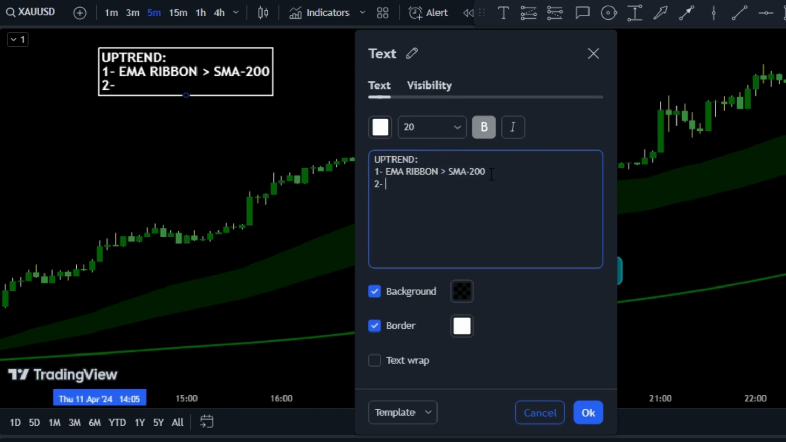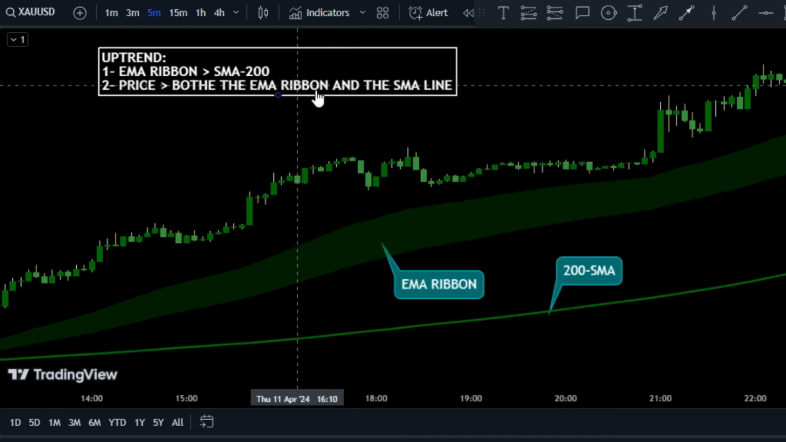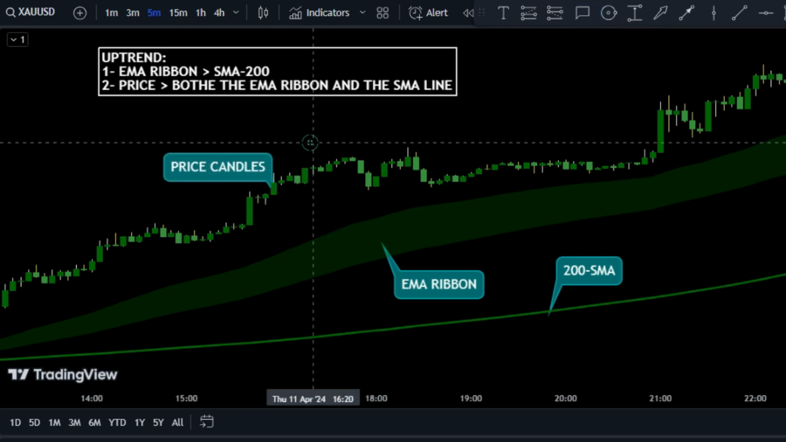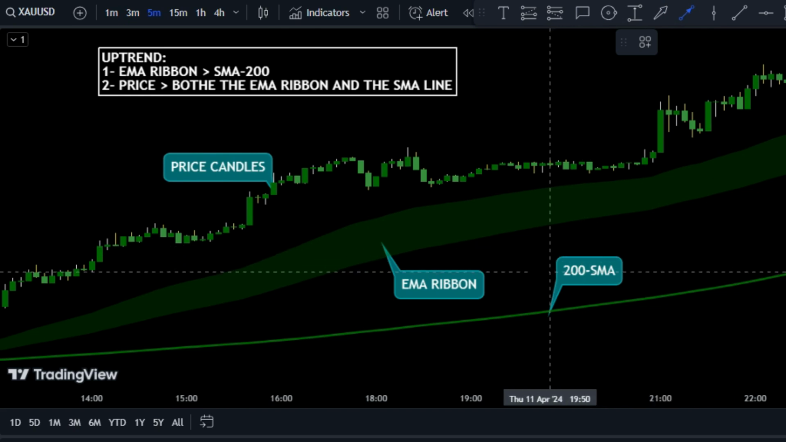When the EMA ribbon rises above the 200 SMA line and the price candles are also above both, it's a sign that the market could be heading into an uptrend. This means that the overall market environment might be favorable for buying opportunities. But remember that the indicator isn't directly signaling when to buy.